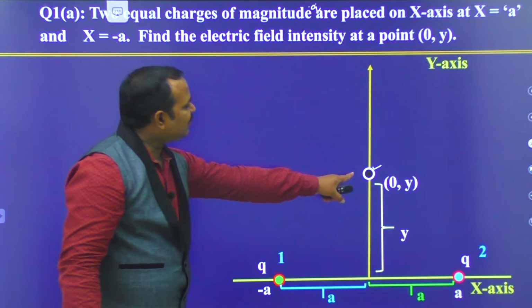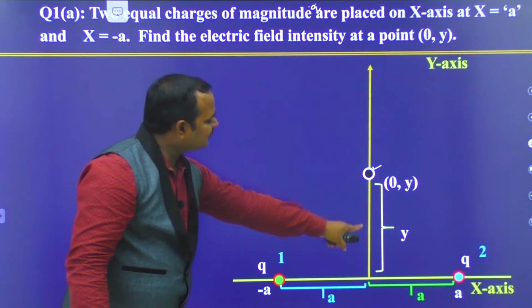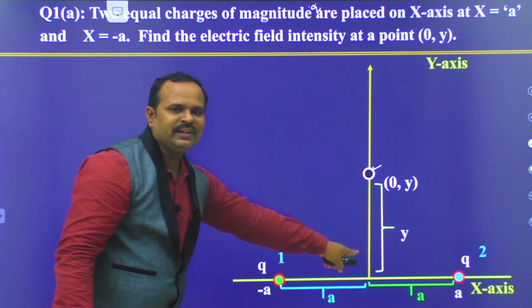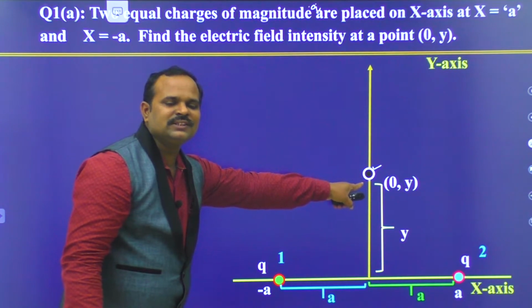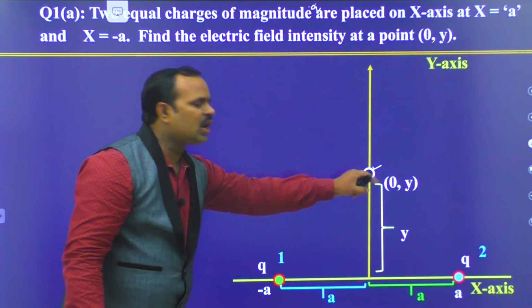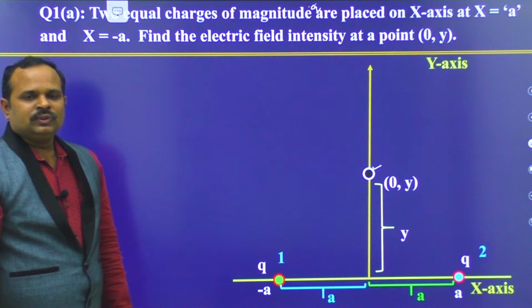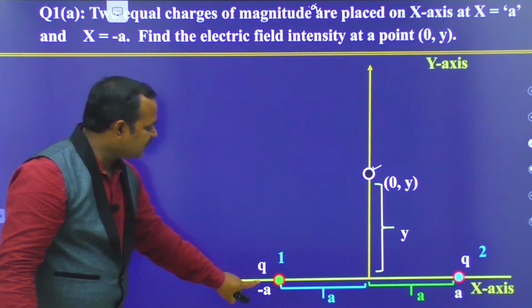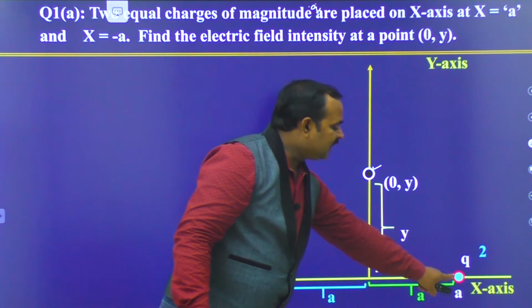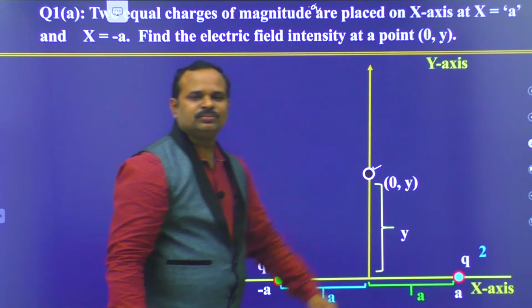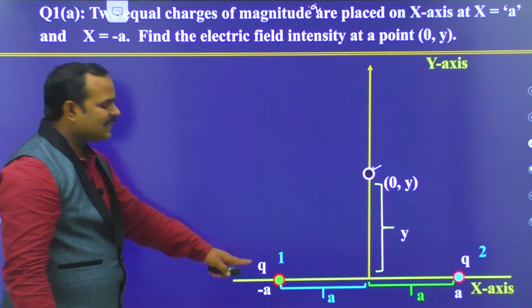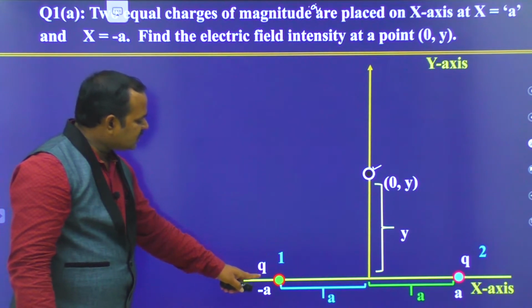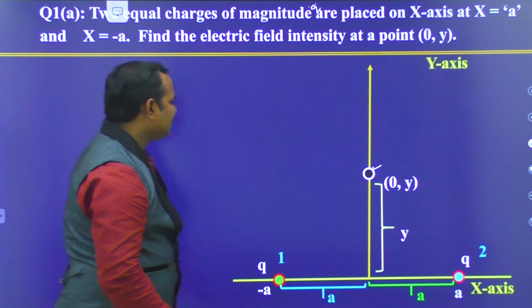So the distance from the origin to here is y, so the position of this point is (0, y). Now we need to find the electric field produced by this charge and also the electric field produced by this charge. Let us consider the electric field produced by charge 1 at this point to be E1.